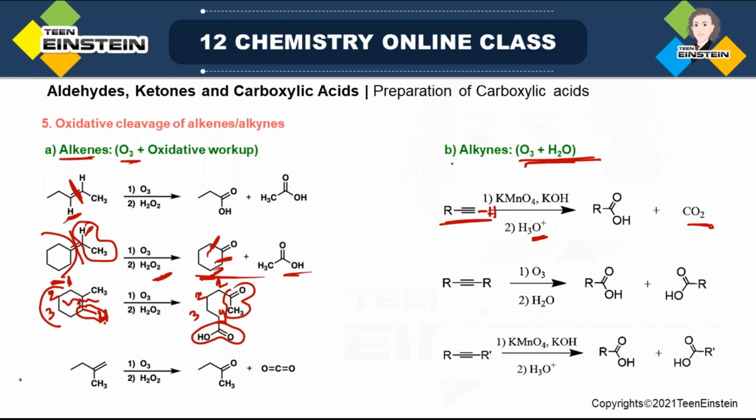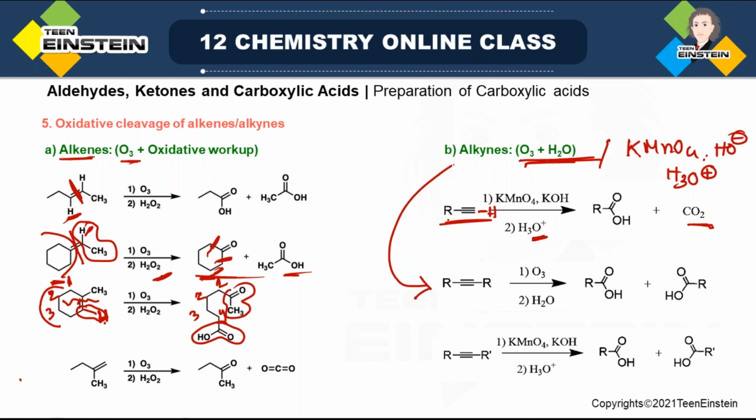This O3 and H2O is used only here. Actually, whether you use O3 and H2O or this reagent combination, that is, alkaline KMnO4 and H3O+, you are getting the same type of reaction. So you can use any of these reagents, either O3 and H2O or KMnO4 in alkaline condition, and ultimately you have to acidify it.